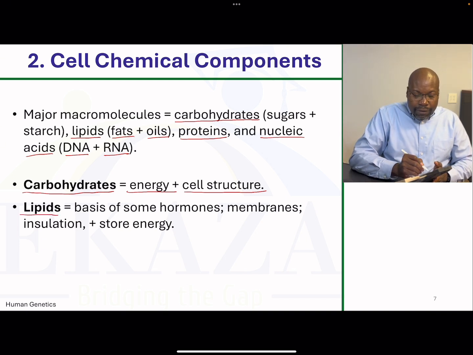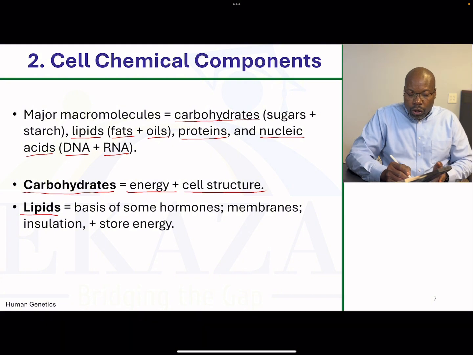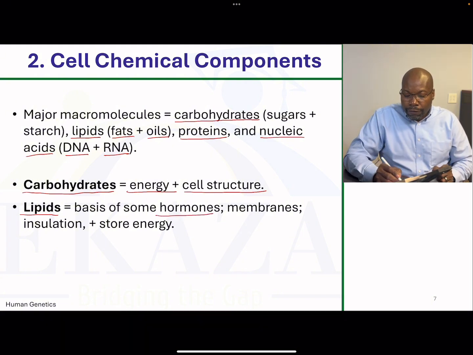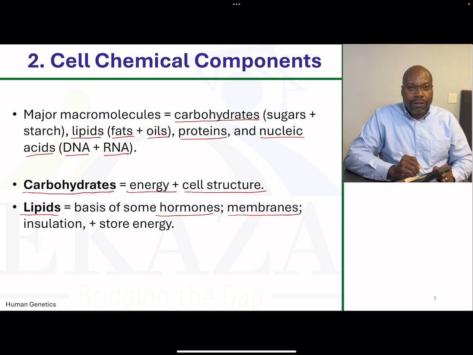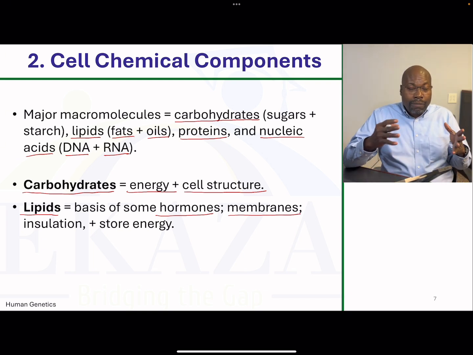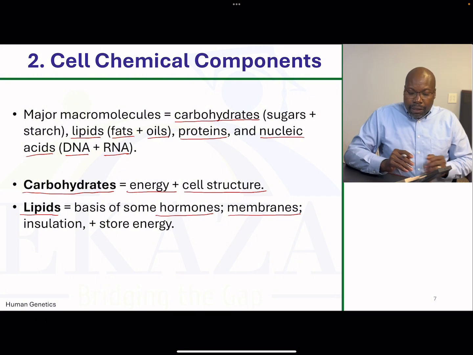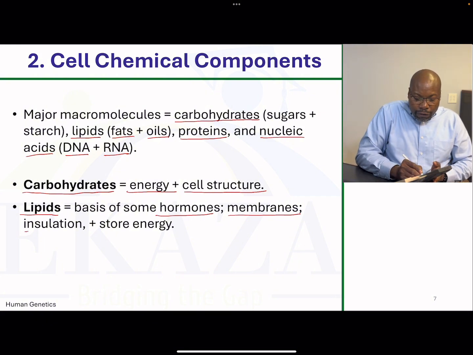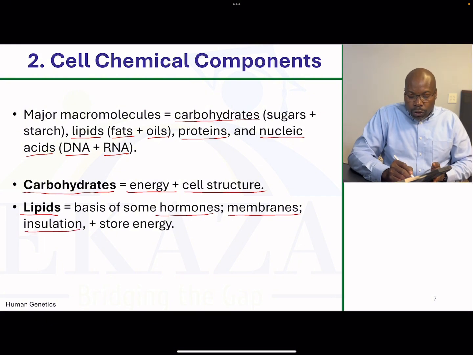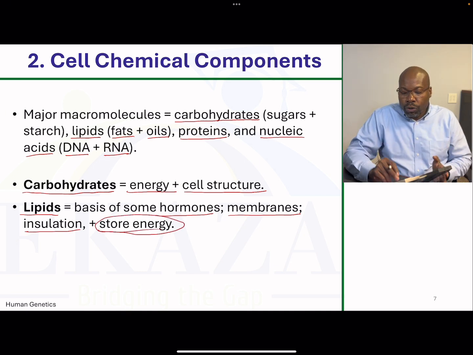The lipids are going to be the source of hormones. They are very important for the development of membranes. When you consider, for instance, the plasma membrane, we're going to see this a little later today. The lipids are essential for insulation and can also be used as a long-term source of energy.